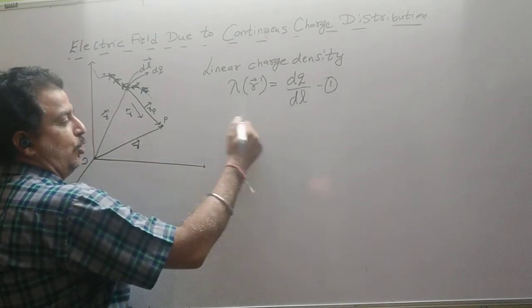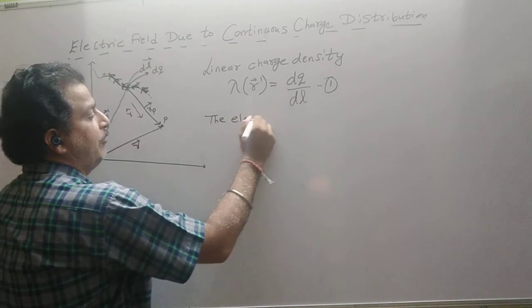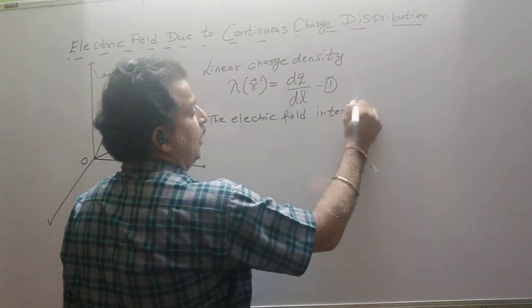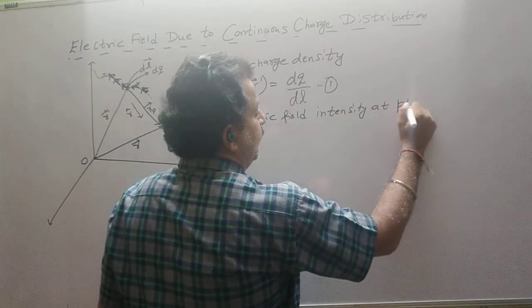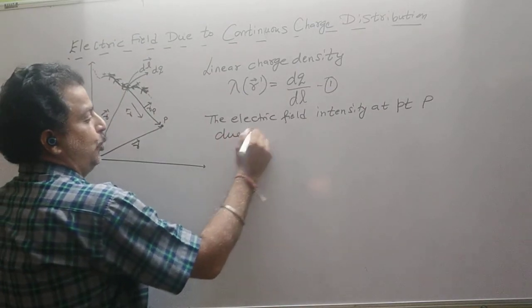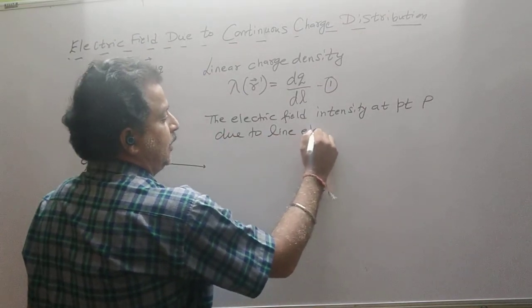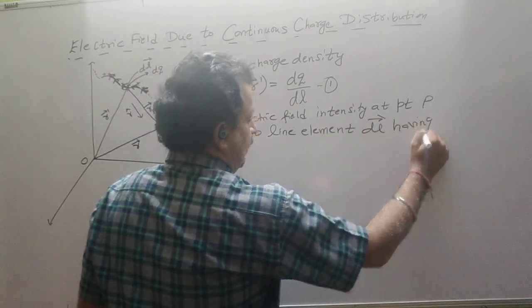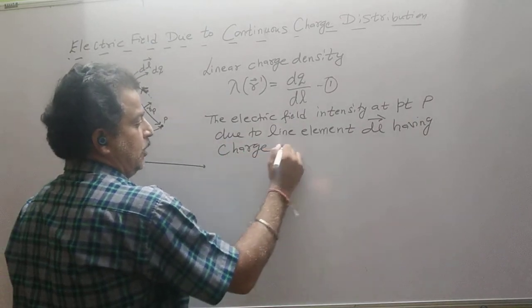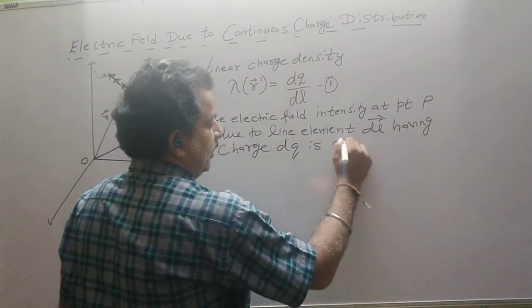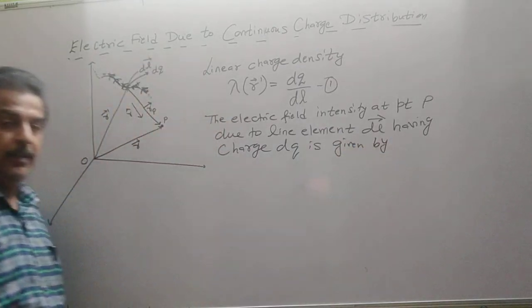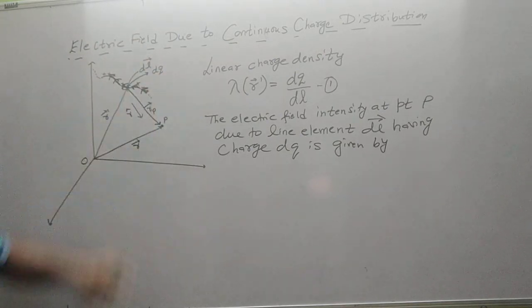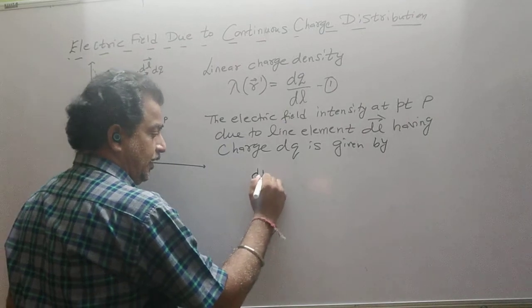So according to Coulomb's law, the electric field intensity at point P due to line element dl vector having charge dq is given by, now since the element is small, the charge distribution is very less, so I write dE vector.